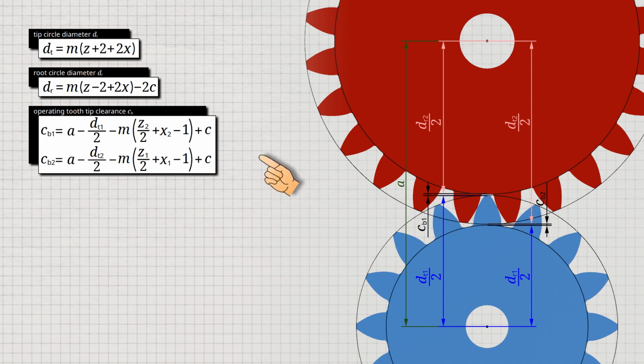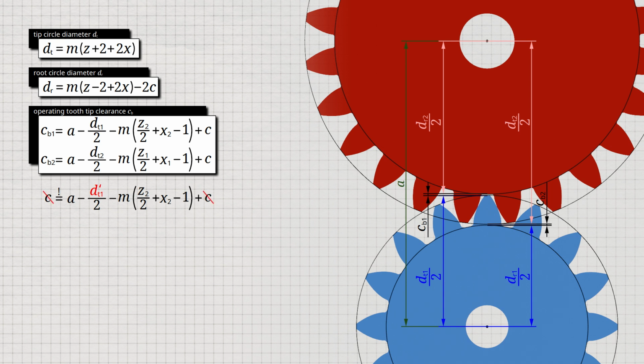Let's take a closer look at the formula for the operating tooth tip clearance CB1. It is immediately apparent from the formula that an increase in the operating tooth tip clearance can be achieved by reducing the tip circle diameter dt1. If this tip diameter is to be adjusted so that the operating clearance CB1 is equal to the manufacturing clearance C, then this equation can be solved for the tip diameter dt1'.